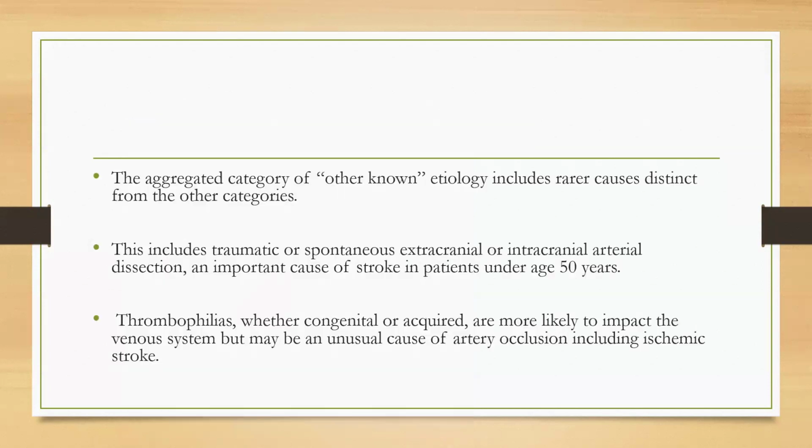The aggregated category of other known etiology includes rare causes distinct from the other categories. These include traumatic or spontaneous extracranial or intracranial arterial dissection, an important cause of stroke in patients under age 50. Thrombophilias, whether congenital or acquired, are more likely to impact the venous system, but may be an unusual cause of artery occlusion, including ischemic stroke.